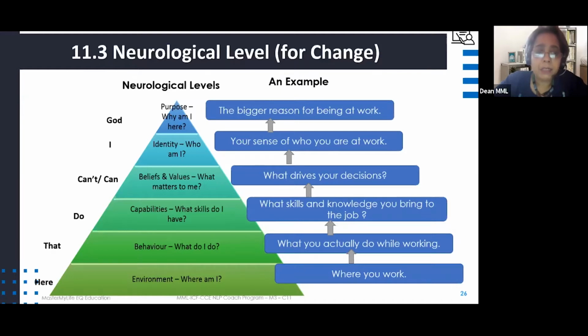Okay. This was introduced by a gentleman called Robert Dilts, again a trainer in the area of NLP, who works in a lot of organization development and leadership areas, and he designed this model sometime in the mid 80s. Now essentially the premise of this, I want you to look at this pyramid. At the top of the pyramid is the purpose, then there's identity, there's beliefs and values, there's capabilities, there's behavior, there is environment.